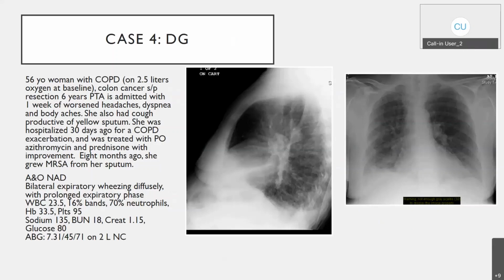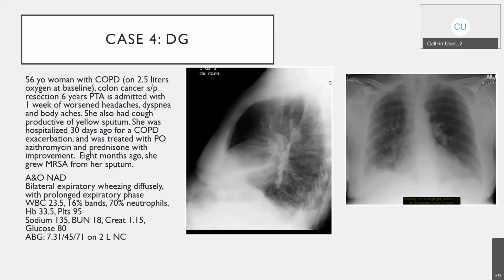All right, so the next case is a 56-year-old woman with COPD. She's on home oxygen at baseline, colon cancer that was resected 6 years ago and without sequelae. She's admitted with 1 week of worsened headaches, dyspnea, and body aches. She also had a cough productive of yellow sputum. She was hospitalized 30 days ago for a COPD exacerbation and was treated with PO azithromycin and prednisone with improvement. 8 months ago, she grew MRSA from her sputum.